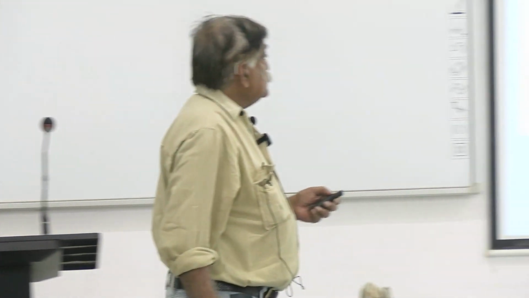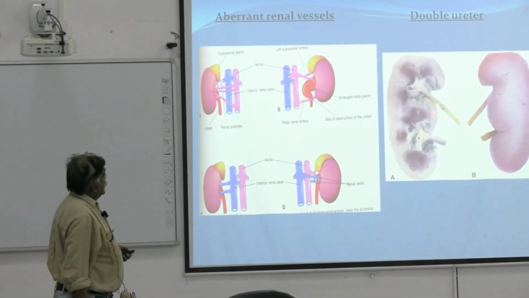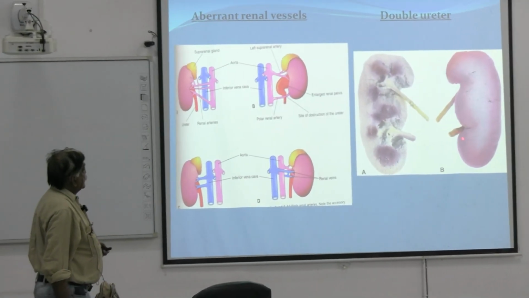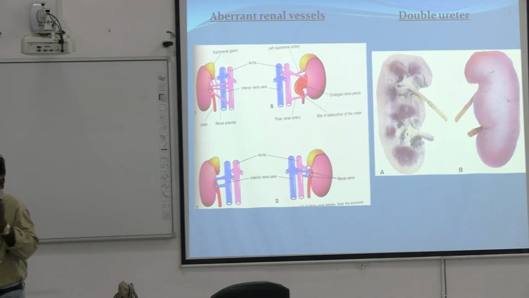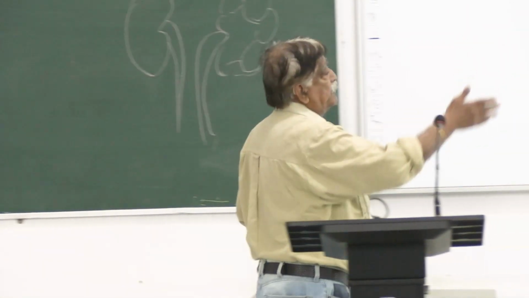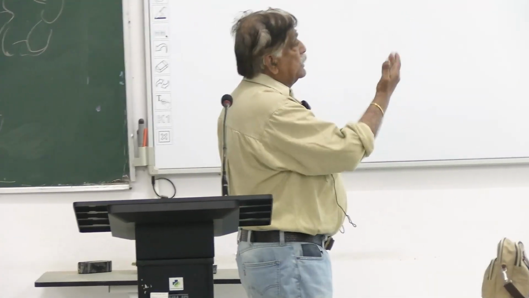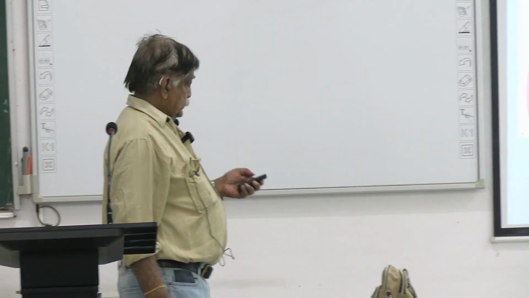Now this is the double ureter. See the ureter here. This is the ureter. This has been sliced, you know, the kidney is opened and sliced. So you can see this is the surface and that is the inner surface. This is the inner surface of the kidney.